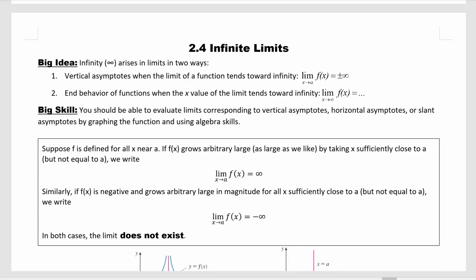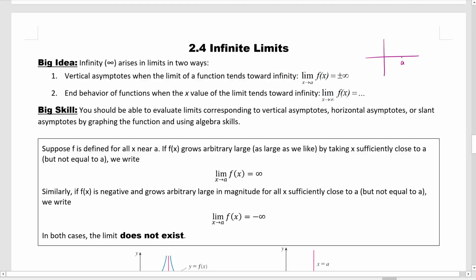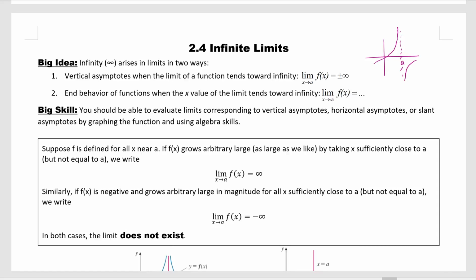Hi everyone, today let's talk about section 2.4, infinite limits. Big idea: infinity arises in limits in two ways. First, vertical asymptotes, when the limit of a function tends towards infinity. So the picture is we have some a, and when the function approaches it, it gets close to infinity. So this is the picture, then we have a vertical asymptote here.